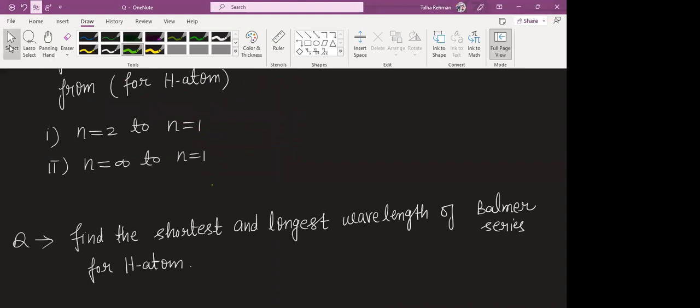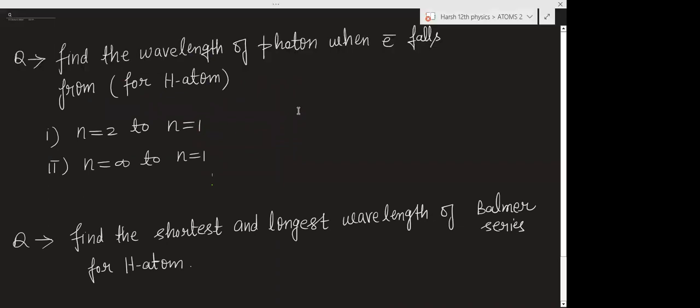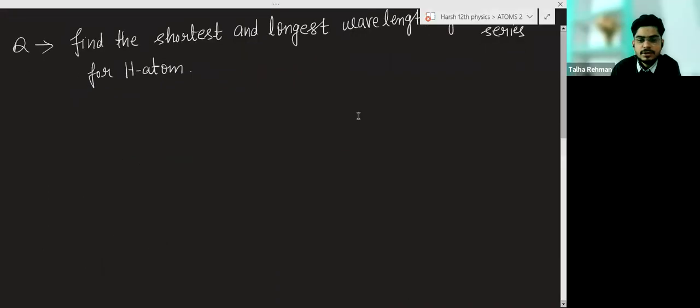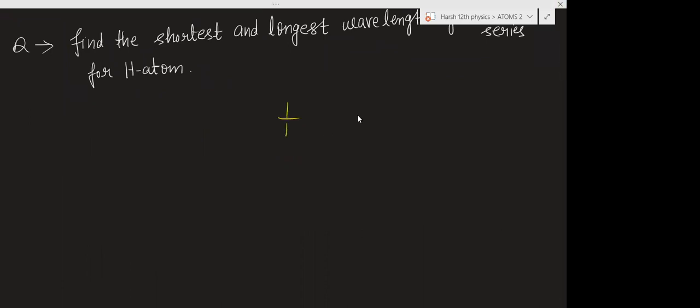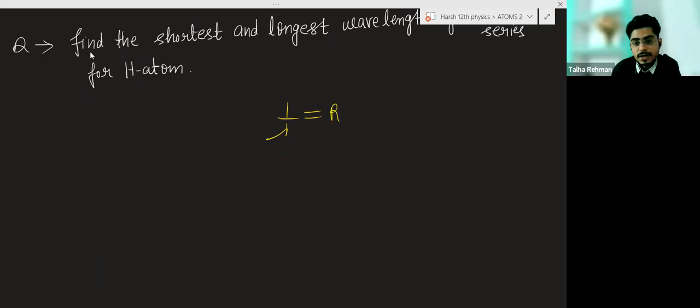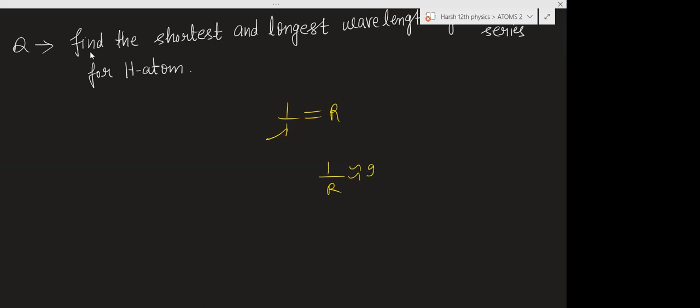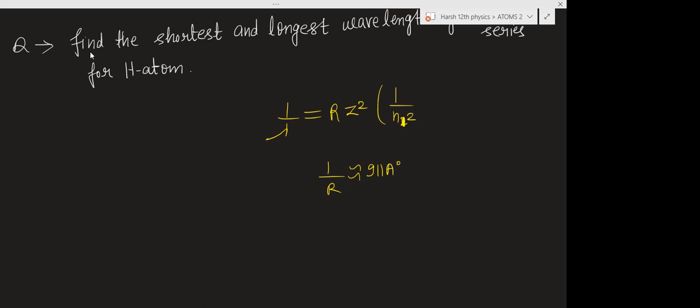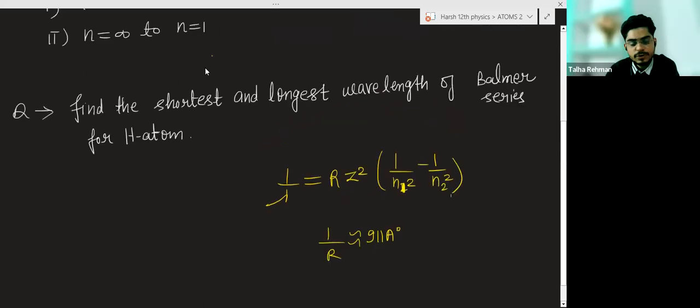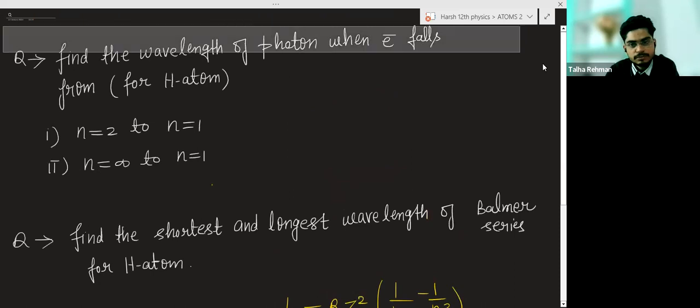I will write the formula again. 1 upon lambda is equal to Rydberg constant R Z square times 1 by N1 square minus 1 by N2 square, and the value of 1 by R is approximately 911 angstrom. So this formula we have to remember. Now we will solve this question.